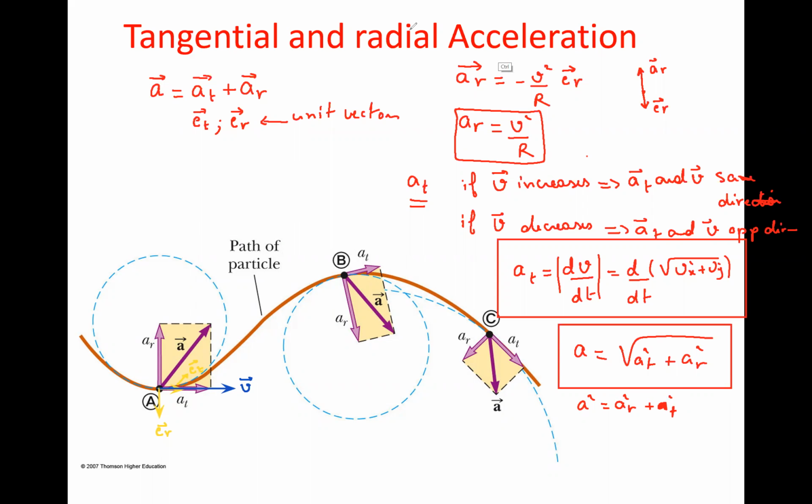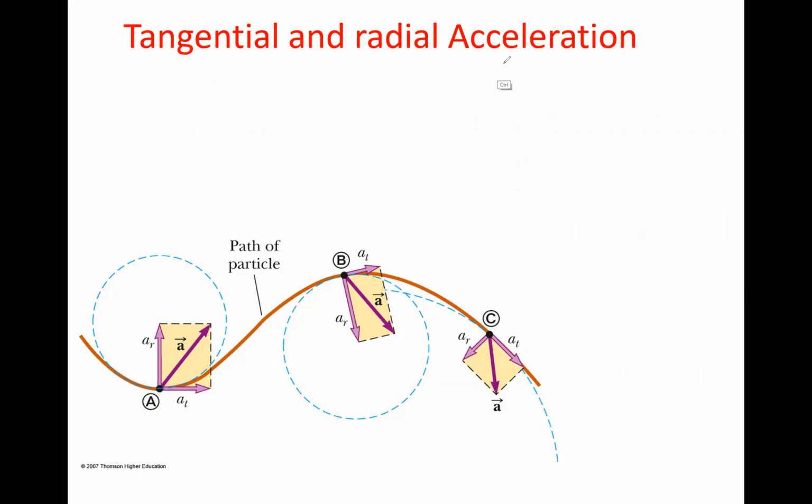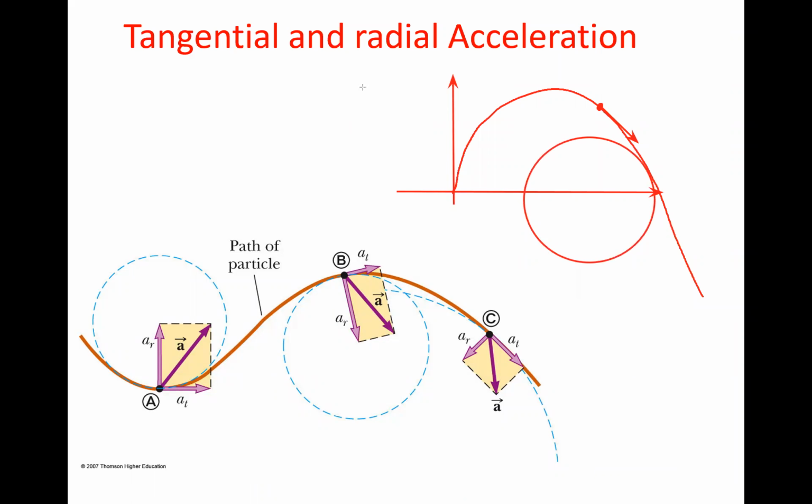Let's take a special case. If we have a projectile, in the case of a projectile, here we have x and we have y, and I take an object. The object will take this trajectory. At this point, we have v tangent to the trajectory. You can draw a circle like this at this point.